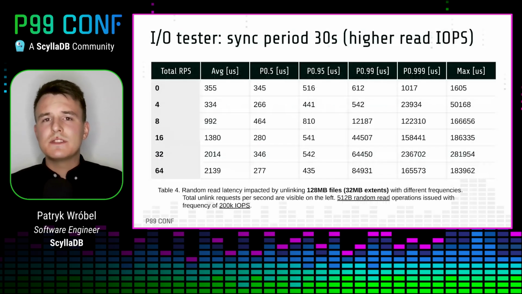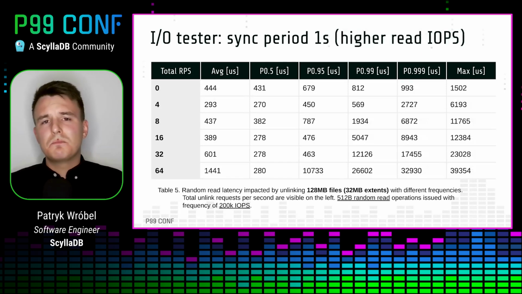So here you can see results of a similar experiment, but this one used huge read IOPS. The previous one used only 4,000 read IOPS per second, but this one uses 200,000 read IOPS per second. And still we are removing 128 megabyte files. And here we can see that the spikes were big. So let us see if changing the sync period and increasing the frequency of issuing trim requests can help.